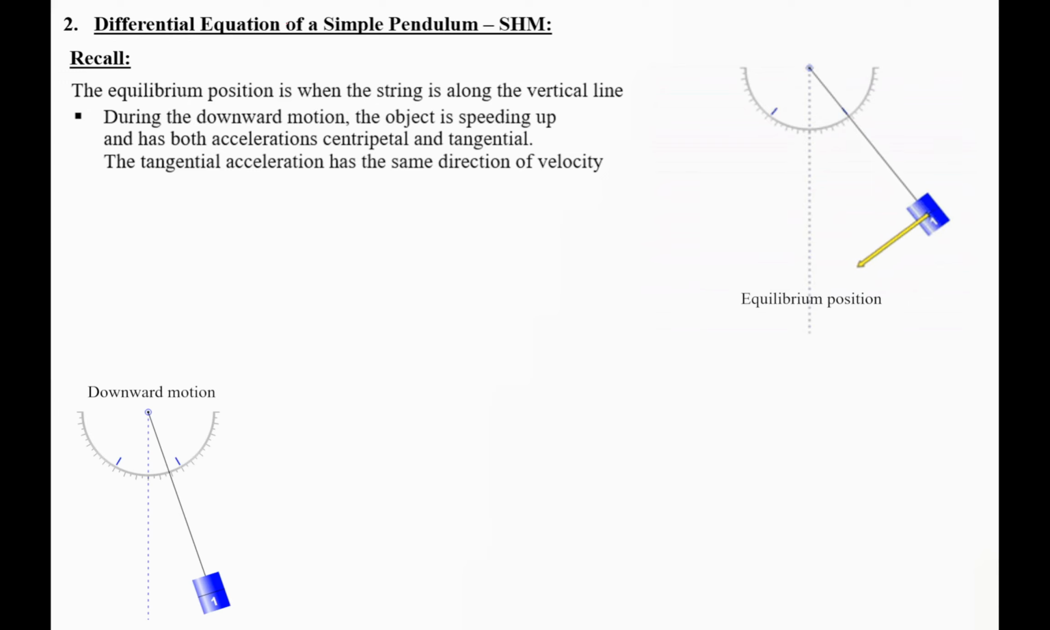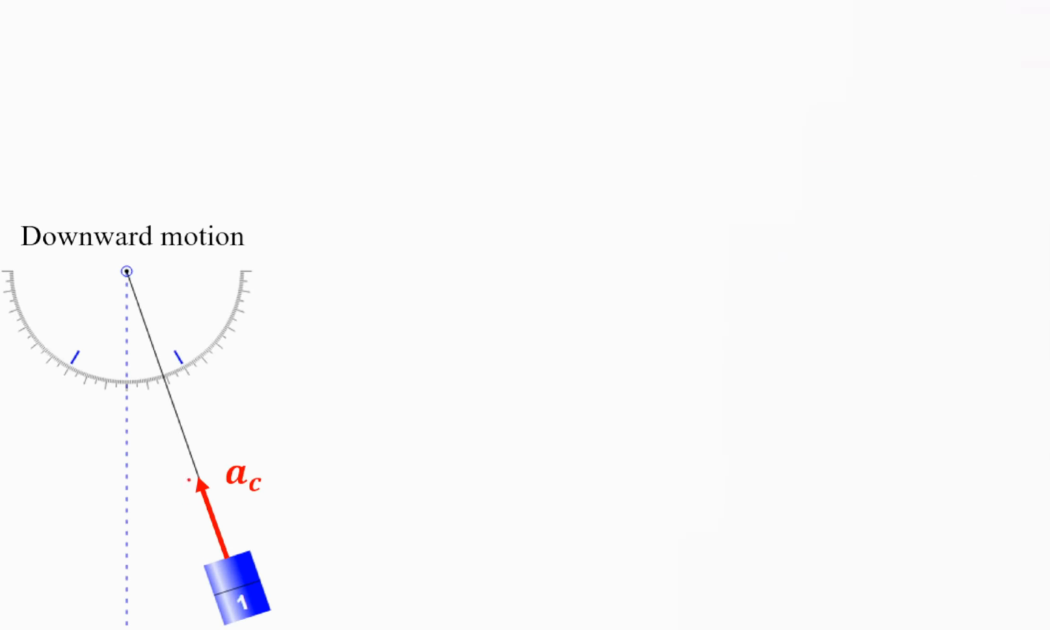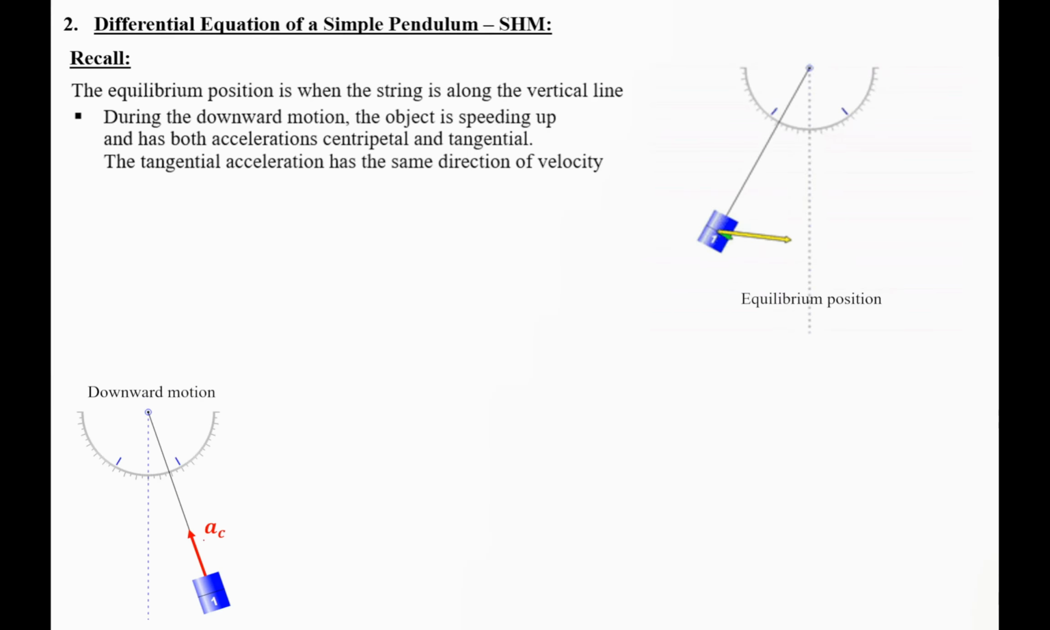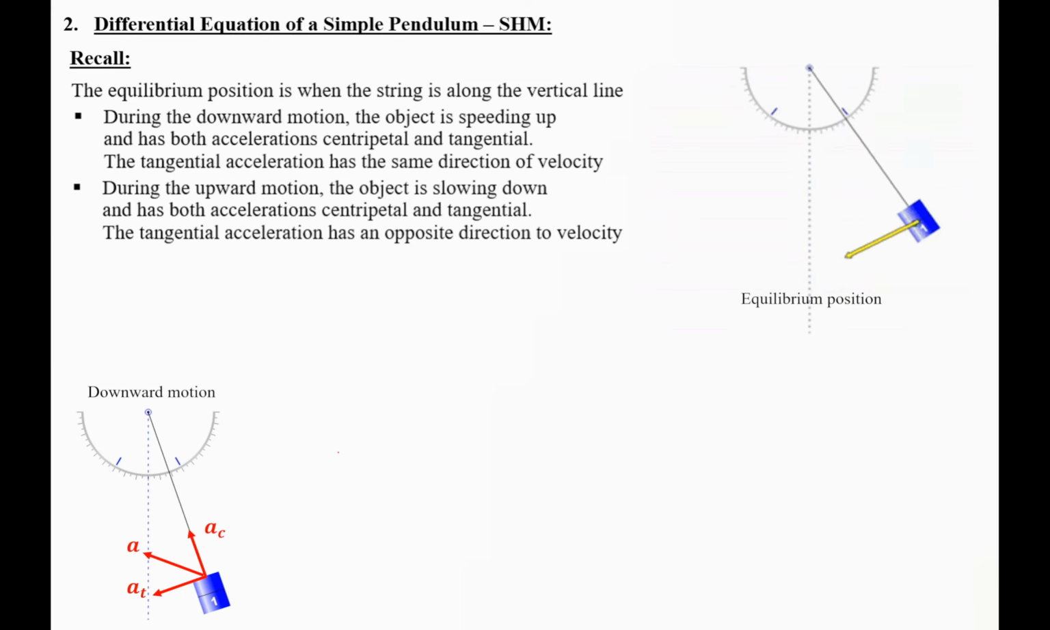So let me repeat again and say, during the downward motion, the object is speeding up and that would produce tangential acceleration. First of all, if this is the amplitude that we'll discuss and that's the equilibrium position, at a point between the amplitude and the equilibrium position, the bob is speeding up, we're going down. So first of all, we have centripetal acceleration and we have tangential acceleration because we're speeding up, and that would be the total acceleration.